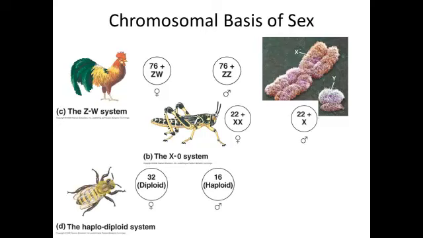Honeybees have a very different system. If they are diploid, or come from a fertilized egg, they are female. If they come from a non-fertilized egg, or are haploid, they are male. In other words, male bees have no fathers. Odd, huh? But it works for them.